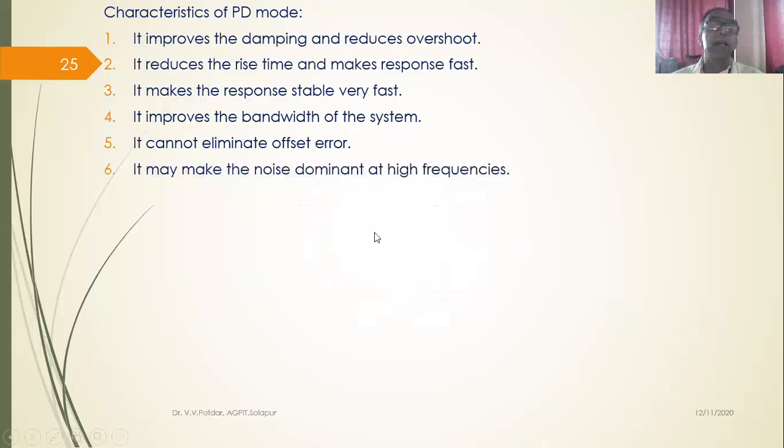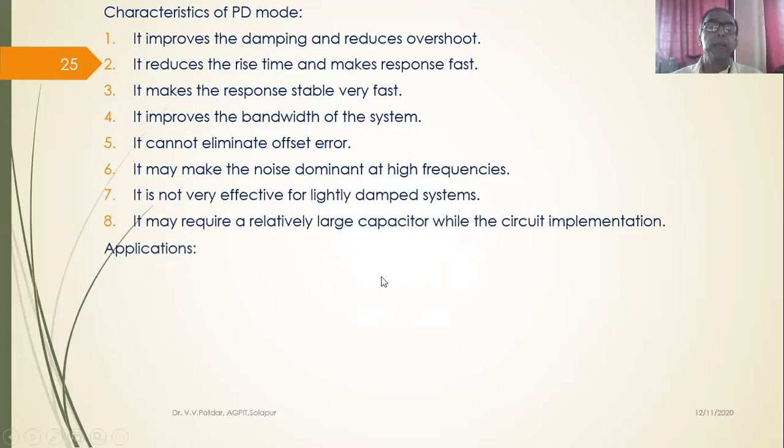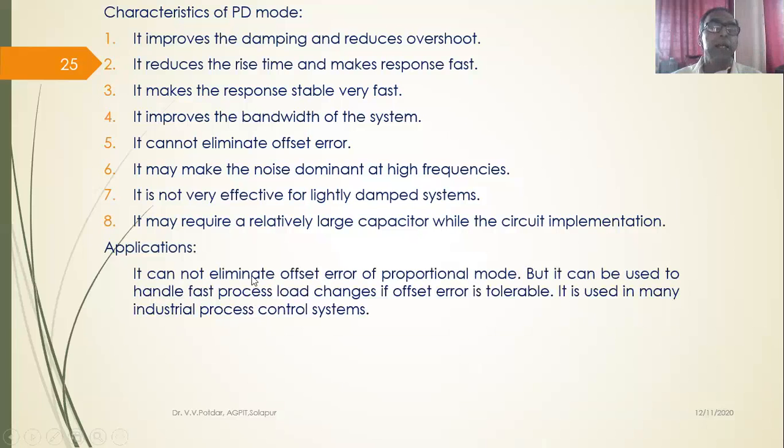It cannot eliminate offset error. This offset error problem remains in P plus D control action. It may make noise dominant at high frequencies. So some disadvantages are also there. Not very effective for lightly damped systems. May require a relatively large capacitor in the circuit implementation. Applications: it cannot eliminate the offset error of proportional mode, but it can be used to handle fast process load changes. For fast process load changes, offset error is tolerable. It is used in many industrial process control systems.